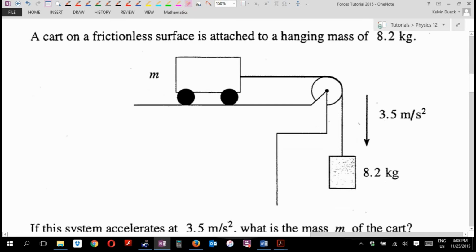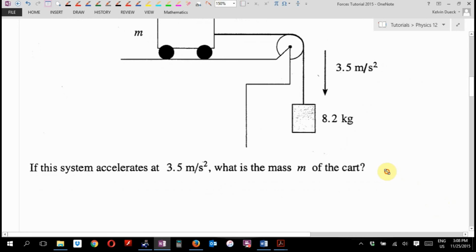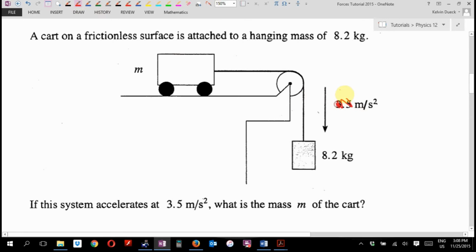So it says, if the system accelerates, you know what? Just to make this a totally different question, if you're wondering how I make some of these up, I'm going to go like this. There, now it's a whole new question. Okay. If I knew both masses, I would go like this.